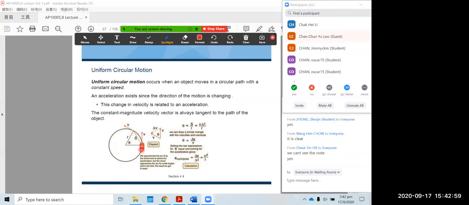So the object moves with a constant speed along this circular path. And over a certain time delta t, it will sweep an angle theta from the center of the circular orbit. So what is the relation between this theta and various parameters here?